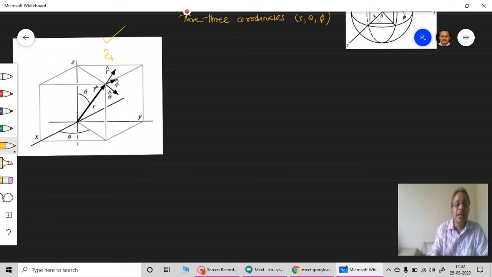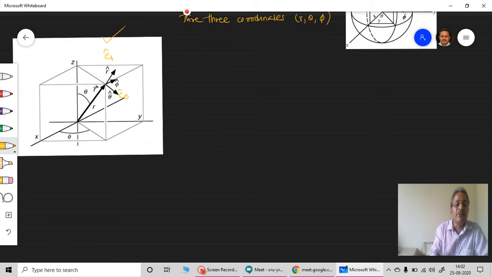Then I am taking this to be theta. Theta is the angle made by this vector r bar with the z axis. So this is theta, and here remember theta is increasing in this direction. That's why this second vector drawn, theta cap, I should write as e theta cap. This is my second unit vector in the direction of increasing theta.